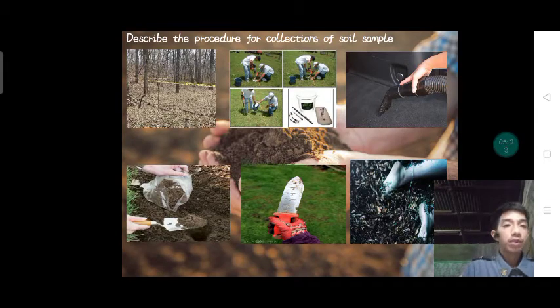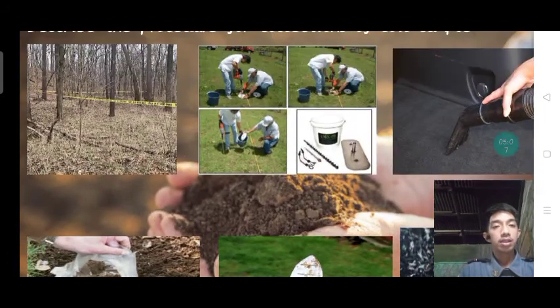Describe the procedure for collections of soil samples. So, bago tayo mag-collect ng samples, dapat meron tayong various interval within 100 yard radius of crime scene, and then collect all possible samples, alibi locations that suspect gives, and collect only the surface layer in most cases.